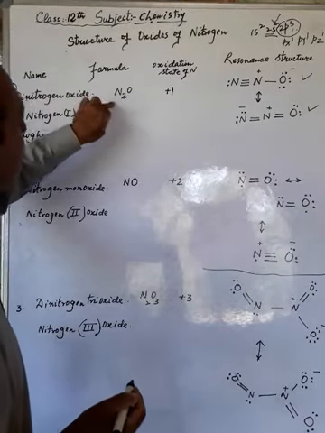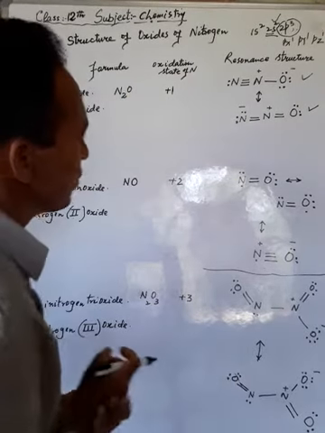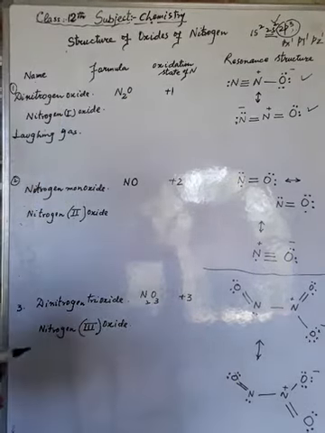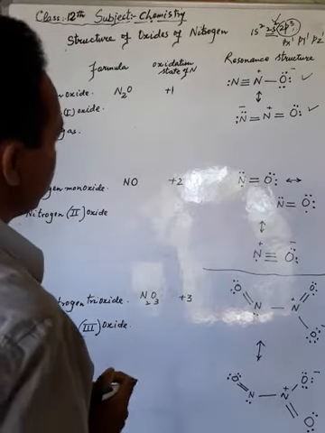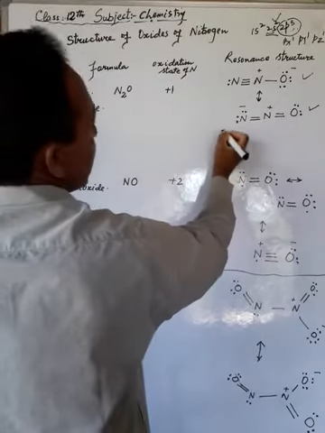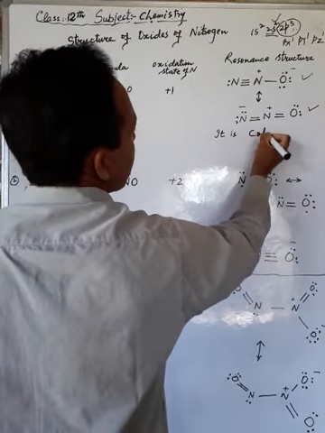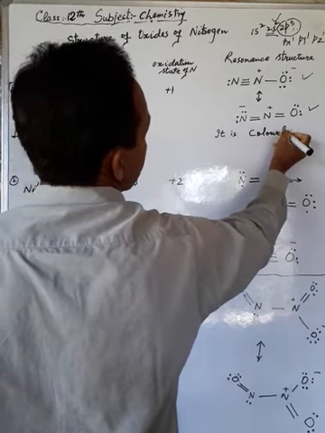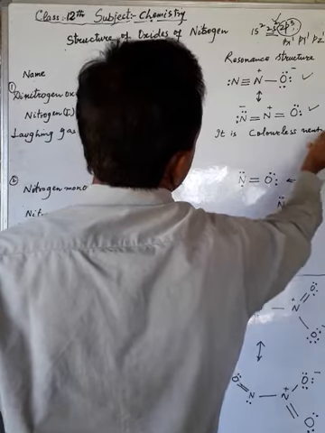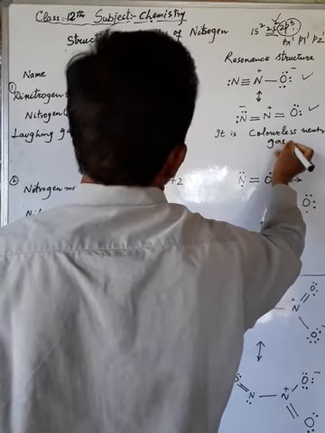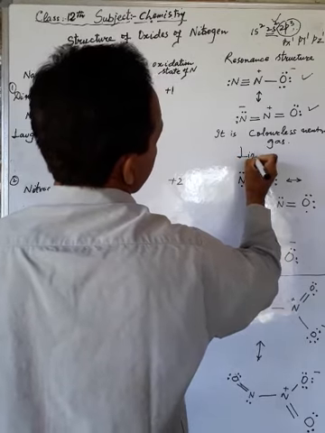Again, dinitrogen oxide, N2O, oxidation state +1. रेजोनेंस स्ट्रक्चर जो हमें दिखाने हैं, उसके अलावा हम इसके प्रॉपर्टीज और शेप ऑफ द मॉलिक्यूल भी दिखाएंगे. It is a colorless, neutral gas and is a linear molecule.